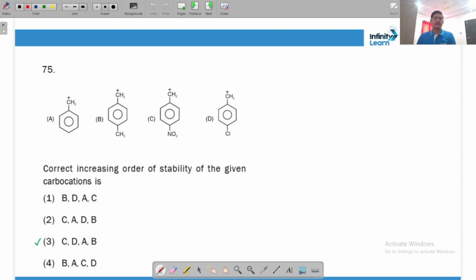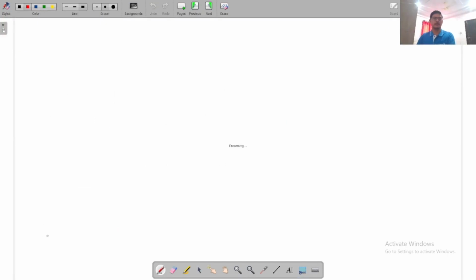Correct order of increasing stability of the given carbocations is, so you see halogens have a dominating minus I effect. They sort of deactivate, so it will be less stable. Out of these two, A and B, methyl group is weakly donating, so it will be most stable here. So B is going to be the most stable, and out of NO2 and Cl, NO2 is a very powerful electron withdrawing group, so it will be least stable. So C, then D, then A, because there is no stabilization or destabilization, okay, as compared to the other groups, and so B will come at last. So this is the correct order.